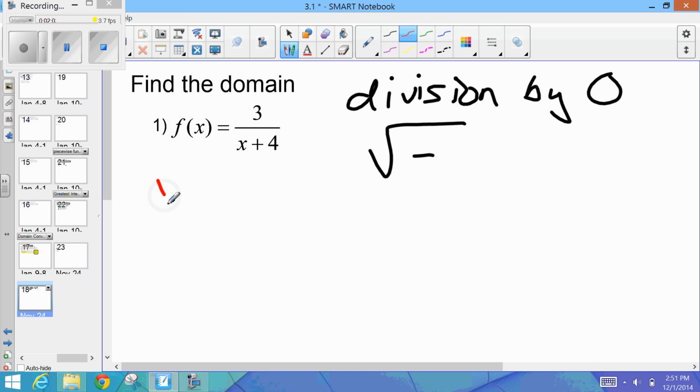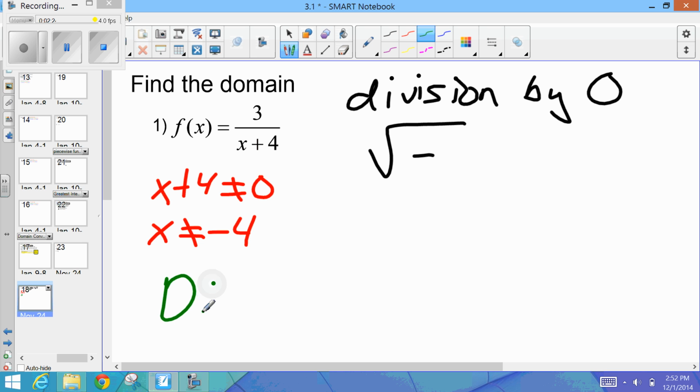So I'm going to take the denominator. I'm going to set that not equal to 0. It can never be equal to 0. I want to solve for x. So x cannot be equal to -4, all right? That's the only restriction on the domain. So therefore, the domain is all real numbers except x cannot be equal to -4. That's the answer. All of the real numbers except -4.